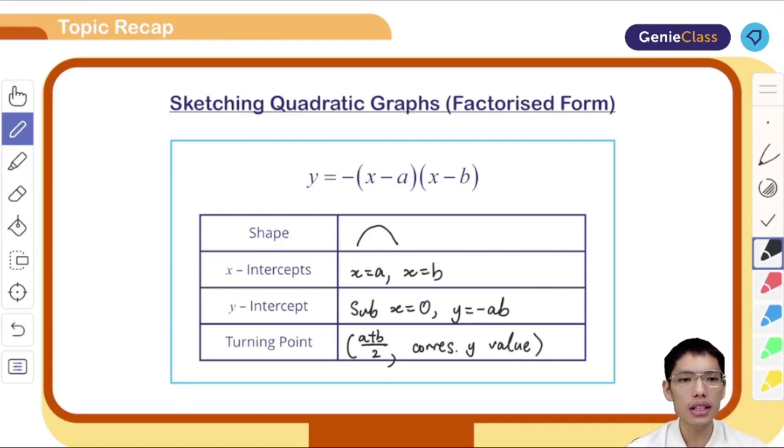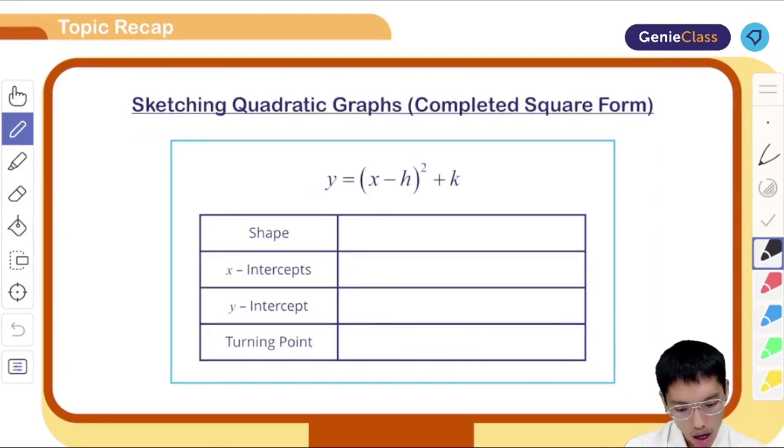Alright, now last one over here, another form that you might see, okay, for both sides. Complete square form. Okay, let's revise again. For the shape, what will it be? What will be the shape of my curve? For this one, okay, if it's positive, take note. Positive coefficient, it will be a, very nice, it will be a, it's not positive, sorry for that, it's going to be U shape. Okay, x-intercept down there, what will I do in this case?